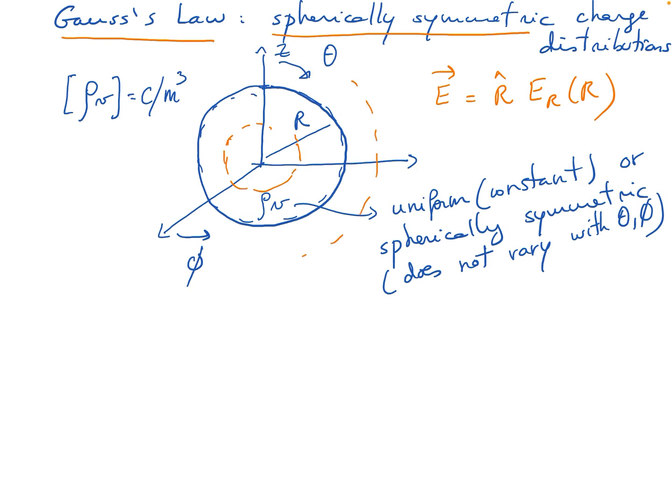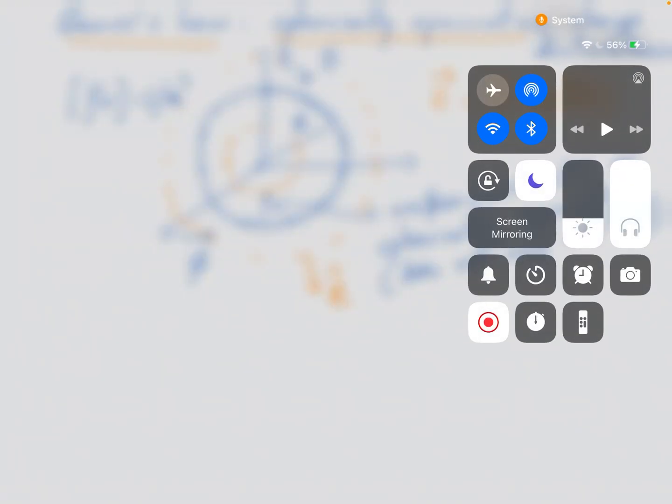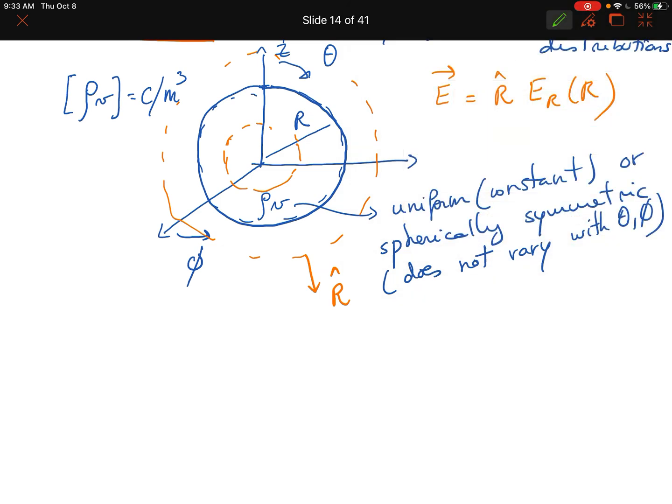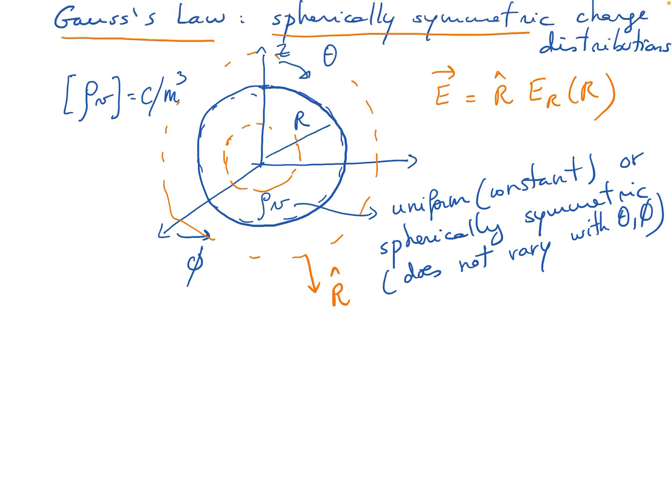So the natural coordinate system to use is spherical, everything is symmetric, the magnitude only depends on r, and everywhere in space the field points only radially, no theta or phi components. So in this case, the Gaussian surface that we would like to use is a sphere of radius r centered on the origin.